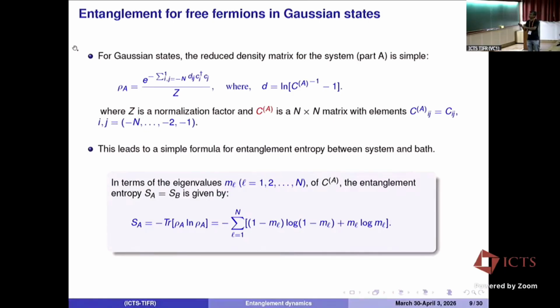So one has to look at the correlation matrix restricted to the system or to the reservoir. From this correlation matrix, if one finds the eigenvalues, then the entanglement entropy is completely given in terms of these eigenvalues by this formula. This is a very nice thing one can do for non-interacting systems in Gaussian states. This is the formula that we'll use a lot. Okay, any questions?